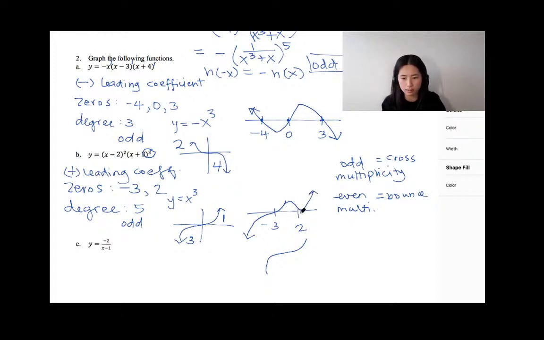Okay, so see that bounce? It only touches your x-axis at x equals 2 and it doesn't cross because it's an even multiplicity. Okay, so for even multiplicity, for example, if it's greater than 2, what happens to your bounce is it just becomes flatter, right? The greater the number, the flatter it becomes. So for example, this is when the multiplicity is 2, right?